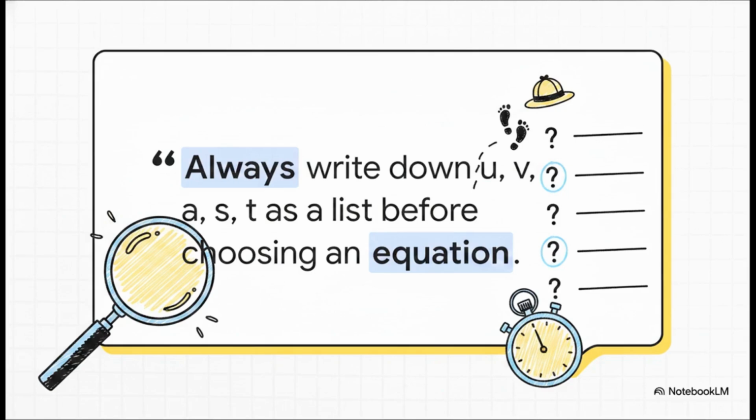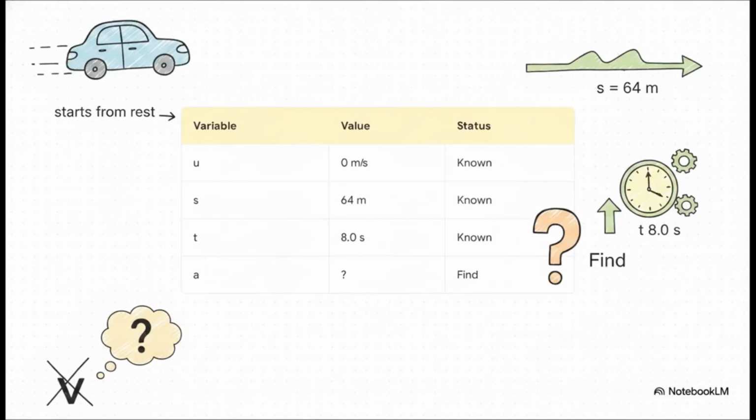Honestly, it sounds so simple, but it's a real game changer. It forces those tricky, wordy problems into a neat visual structure that makes the right equation totally obvious. So the crucial point is translating our specific scenario into that structured list. Let's line up our clues. Initial velocity, or U, well, that's 0 meters per second, because remember, the car starts from rest. Displacement, S, is 64 meters. Time, T, is 8.0 seconds. And acceleration, A, is our big question mark. That's the target we're trying to find.